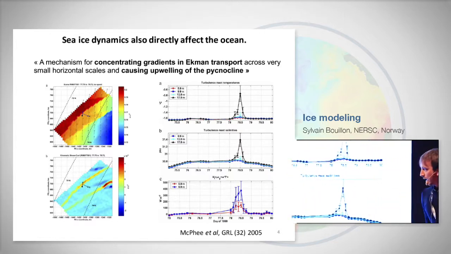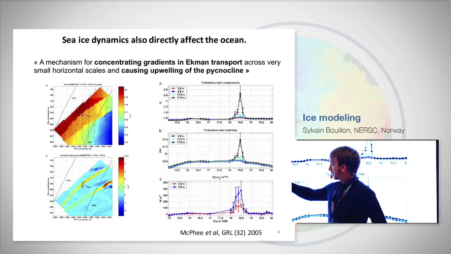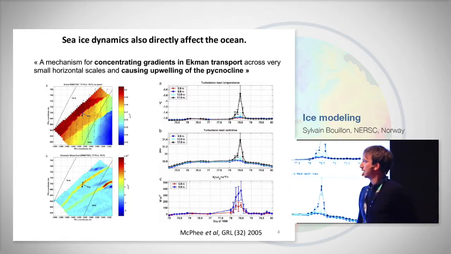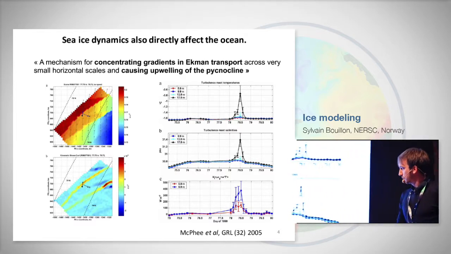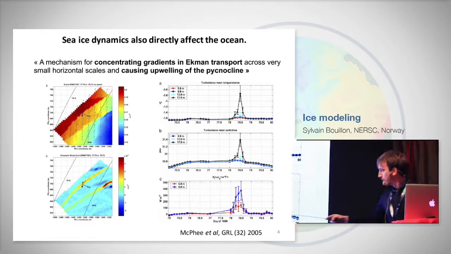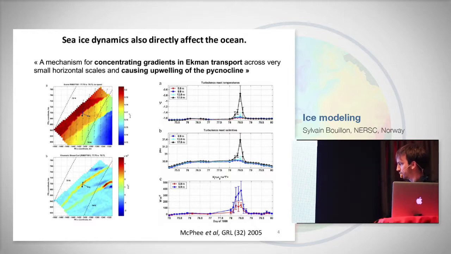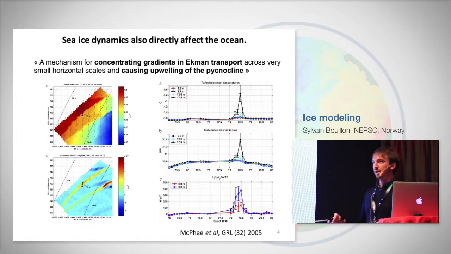And this is a specific example because there was a scientific campaign that was located exactly at that location during this strong shear event. And what they were measuring is the salinity and temperature below the sea ice. And what they observed is actually that during this strong shear event, there was a strong increase in salt and temperature just below the sea ice. And this is due to the upwelling of the pycnocline.